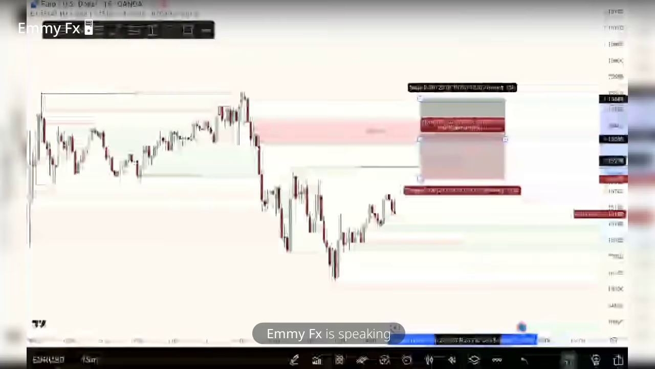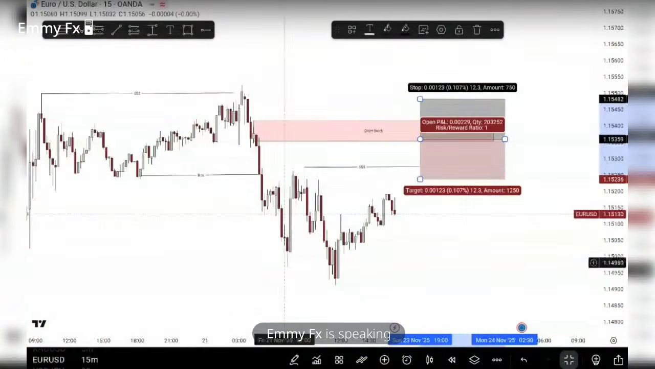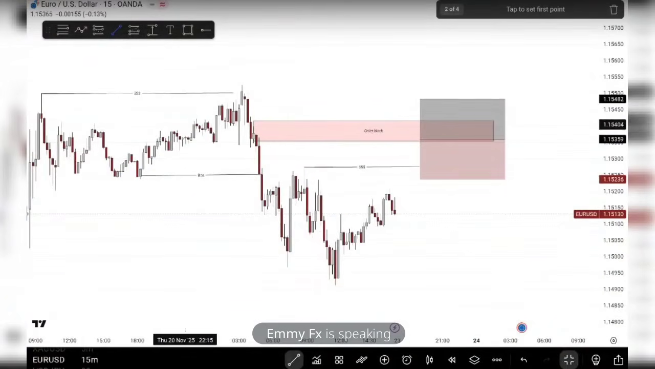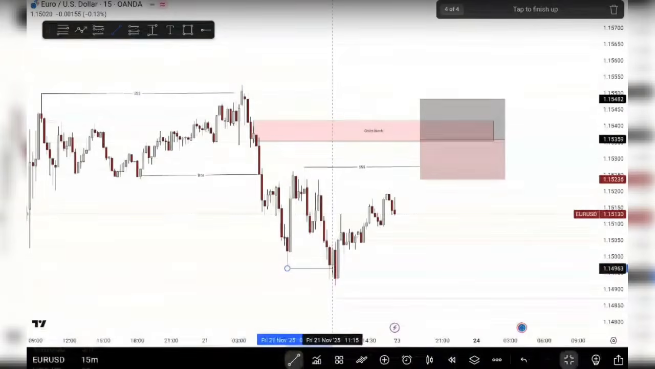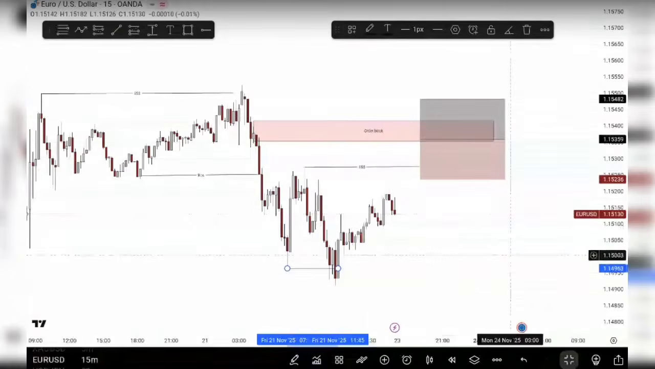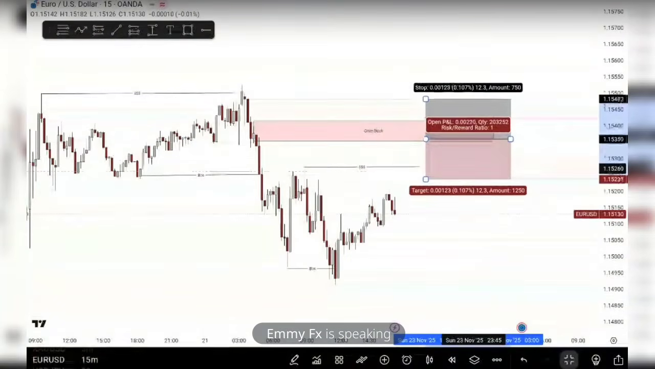Also on price, we have this break of structure to the downside.